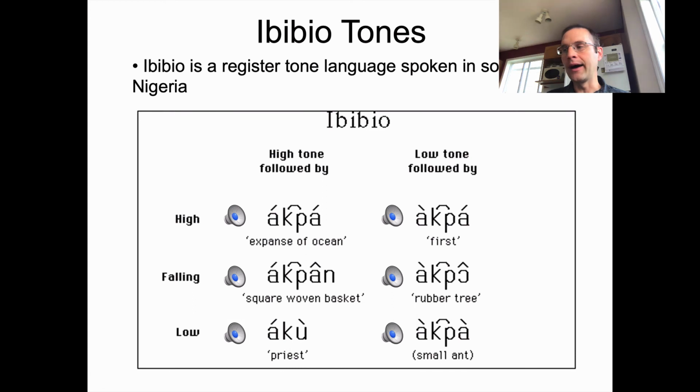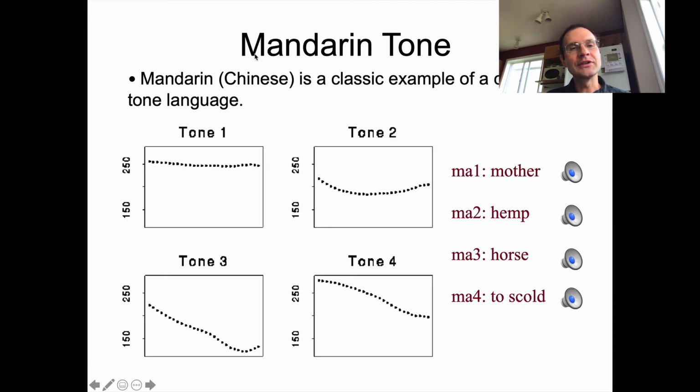I'll mention that most languages in the world are tone languages. English is an exception to that. It's not a tone language. Most register tone languages, or a great number of them, are found in Africa. Contour tone languages are more characteristic of Asian languages. So a classic example of a contour tone language is Mandarin Chinese.